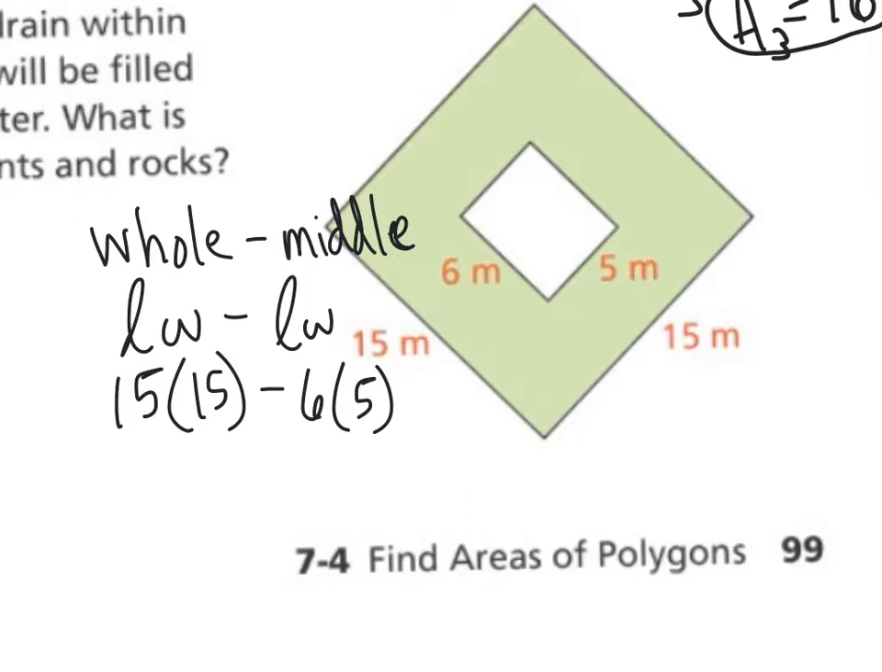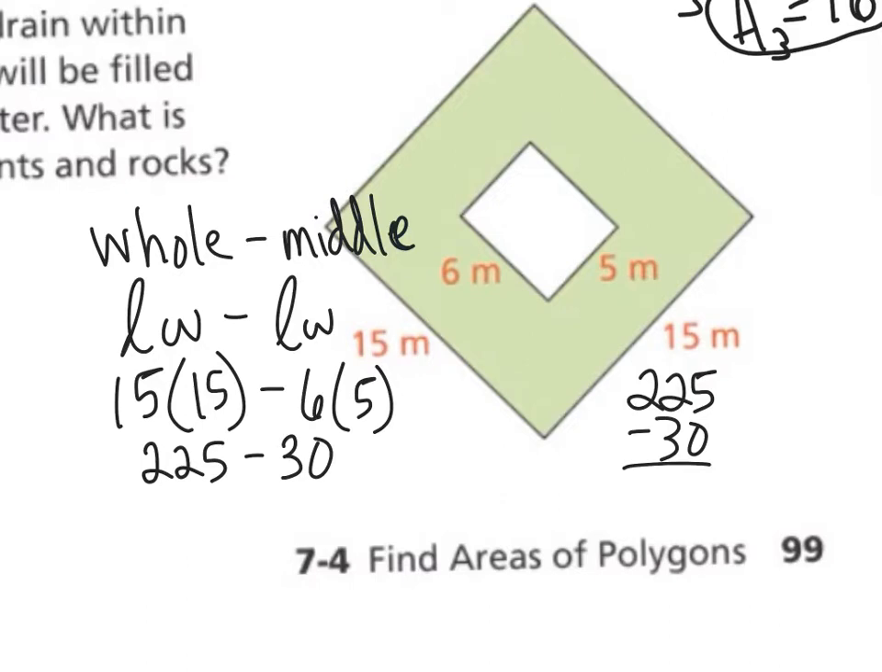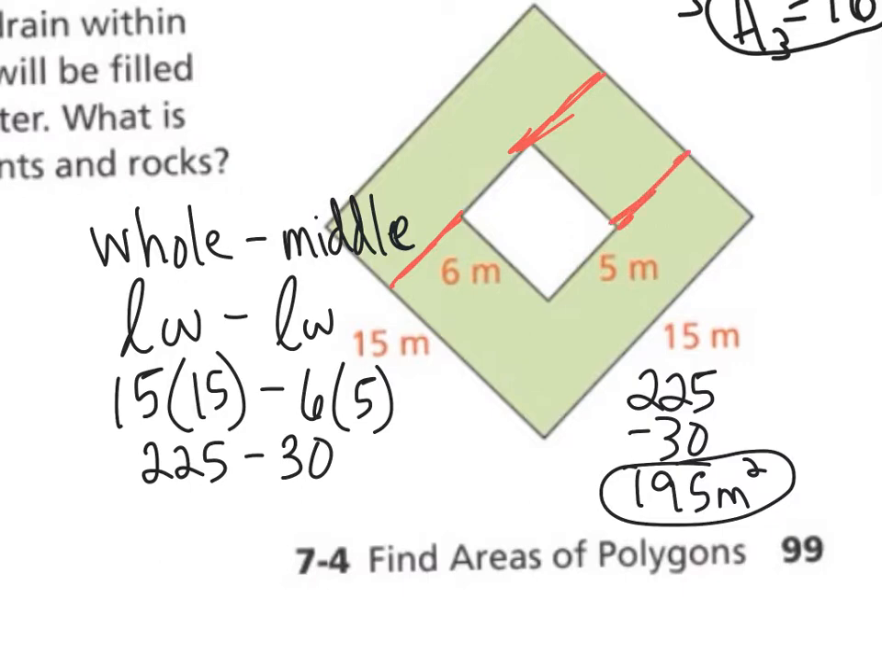So if we multiply these, 15 times 15 is 225, 6 times 5 is 30, and now we're ready to subtract those. So we subtract, and that is 195 square meters. All right, like I said, there are other ways we could have done this problem. We could have tried to somehow split it up into maybe 4 rectangles or something, but probably taking the whole thing minus the middle thing would be the most simple way of doing that problem.